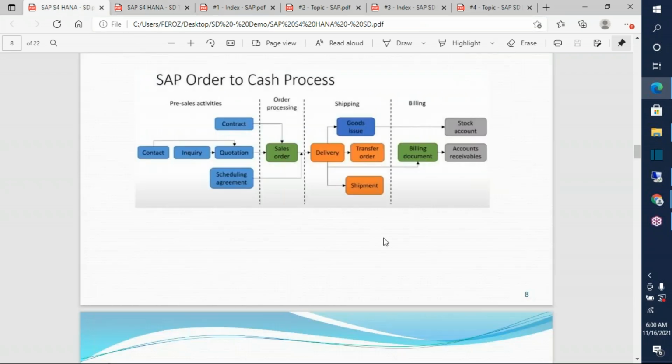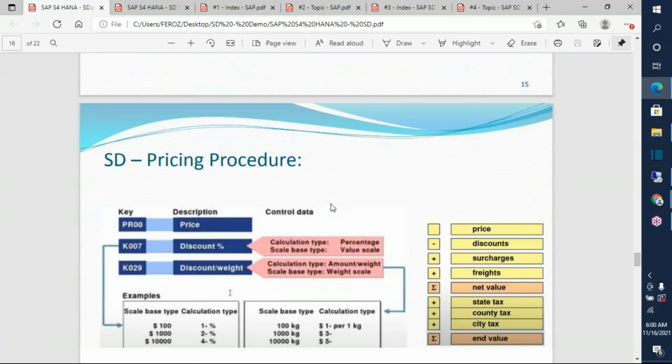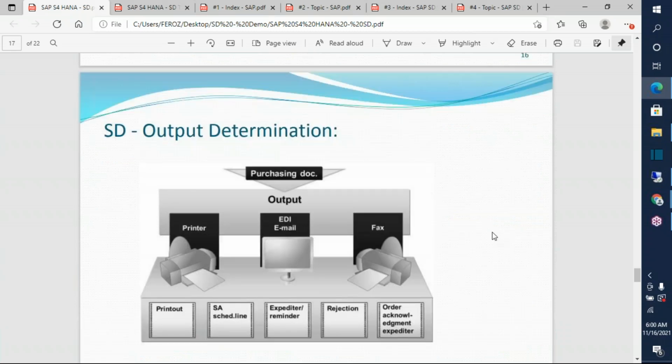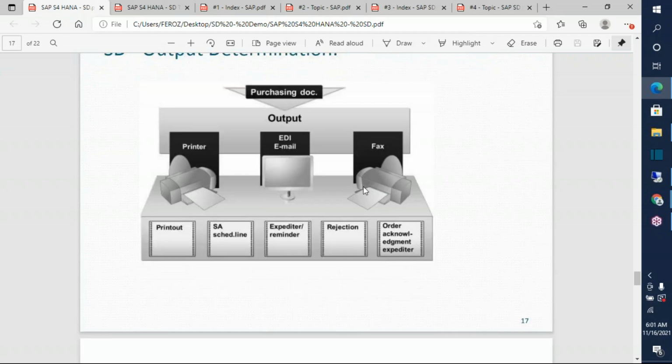In output, we will see how we can communicate with our customers or the stakeholders, right? How the information will be shared with them. For example, as soon as the order is confirmed, the order confirmation must be shared with our customer, right? So how that information will be shared, whether through email, EDI, or fax, we will be discussing in output determination.